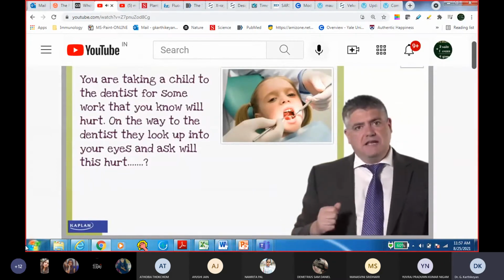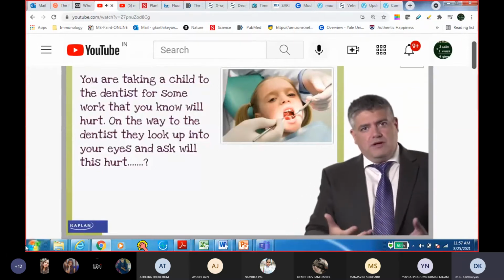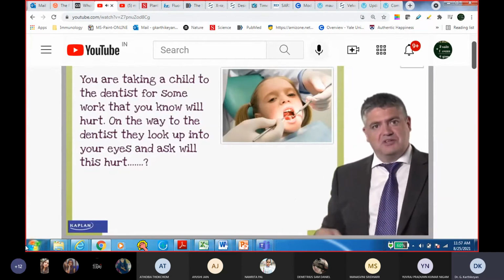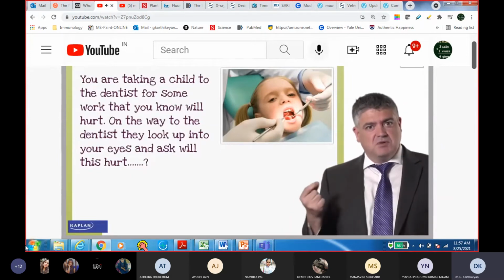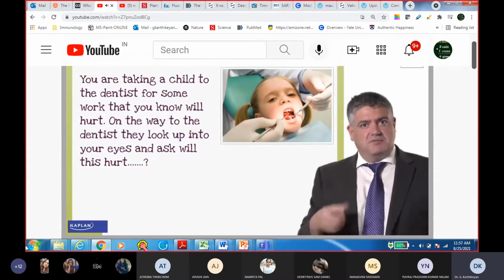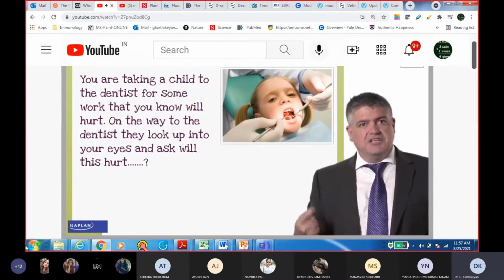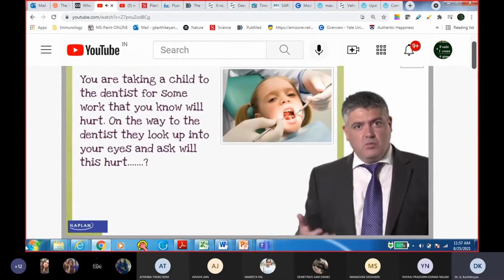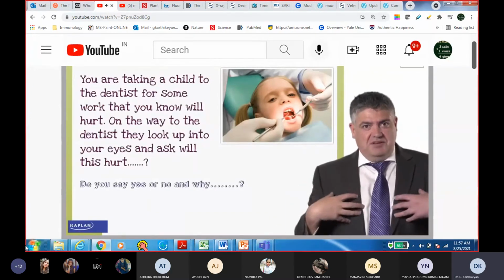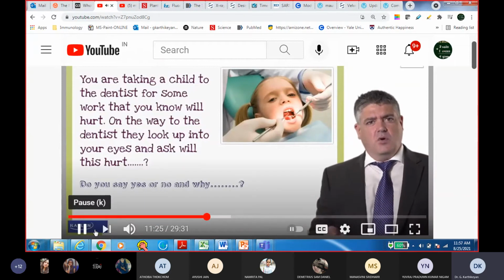Let's say you're taking a child to the dentist for some work. You know the work will hurt. And as you're walking, I've got 2 daughters, by the way, and this happened to me. My youngest daughter at the time, she was about 4. She had a tooth which was coming out. And she needed to go to the dentist just to get that tooth removed, one of her baby teeth. And I knew it would hurt, but I didn't want to tell her. And she looked up into my eyes and she said, "Daddy, will this hurt?" Well, what would you do? If you were in my position, your child's looking up, "Daddy, will this hurt?" Do you say yes, no, and why?